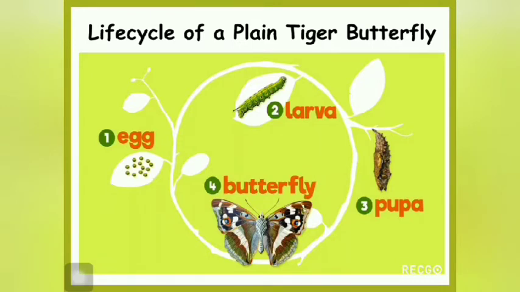When the caterpillar comes out of the egg, it is very hungry. It begins to nibble and eat the very leaf on which it emerges from the egg. It eats very fast, so its growth is very rapid. The caterpillar of the plain tiger butterfly grows so rapidly in the first 2 or 3 days that it does not fit in its skin anymore.